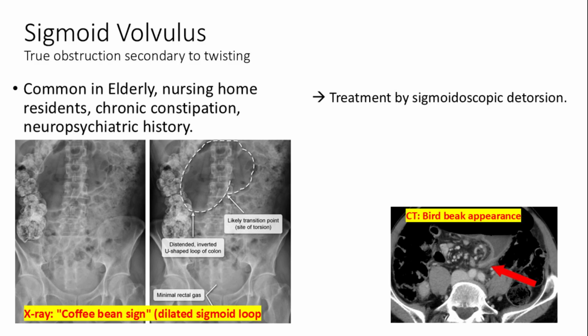The first-line treatment is sigmoidoscopic detorsion, a procedure that untwists the colon and relieves the obstruction. If detorsion fails or if there are signs of bowel ischemia or perforation, surgical intervention may be required.